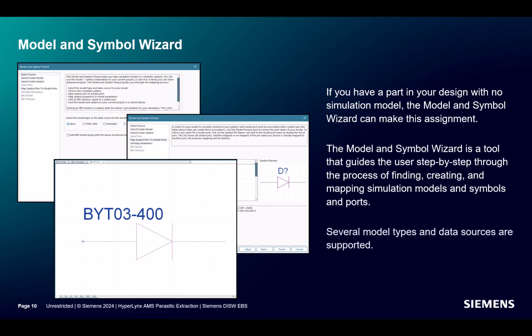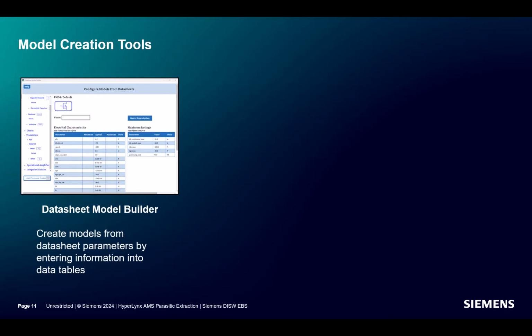Several different model types and data sources are supported by the wizard: SPICE, VHDL AMS, Schematic, S-Parameter, IBIS, and Datasheet. Hyperlinks AMS includes a variety of tools that allow for models to be generated easily and efficiently. The Datasheet model builder is a Hyperlinks AMS tool that lets you configure an existing VHDL AMS model using datasheet parameters and save it as a new model.